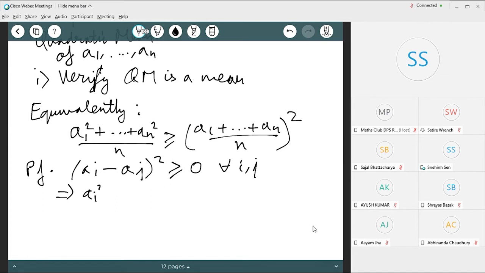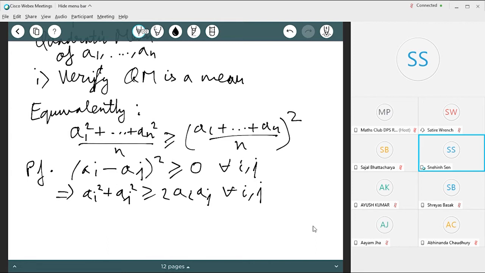Ai square plus aj square is greater than or equal to twice ai aj. Now we try to take a sum. We take a sum over all i not equal to j.